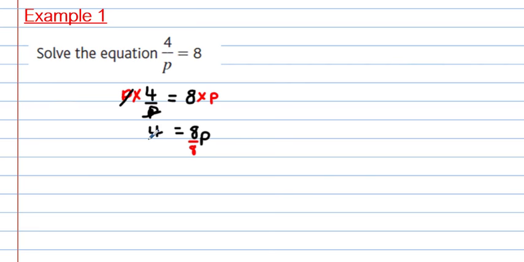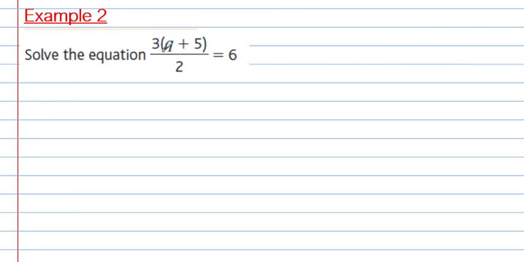So this is now solving a normal equation. We've removed the fraction. So we now have p equals half. Because if you simplify 4 over 8, you'll get 1 over 2. You divide the numerator and the denominator by 4, and that'll give you half. Hope that makes sense. Let's try another example.